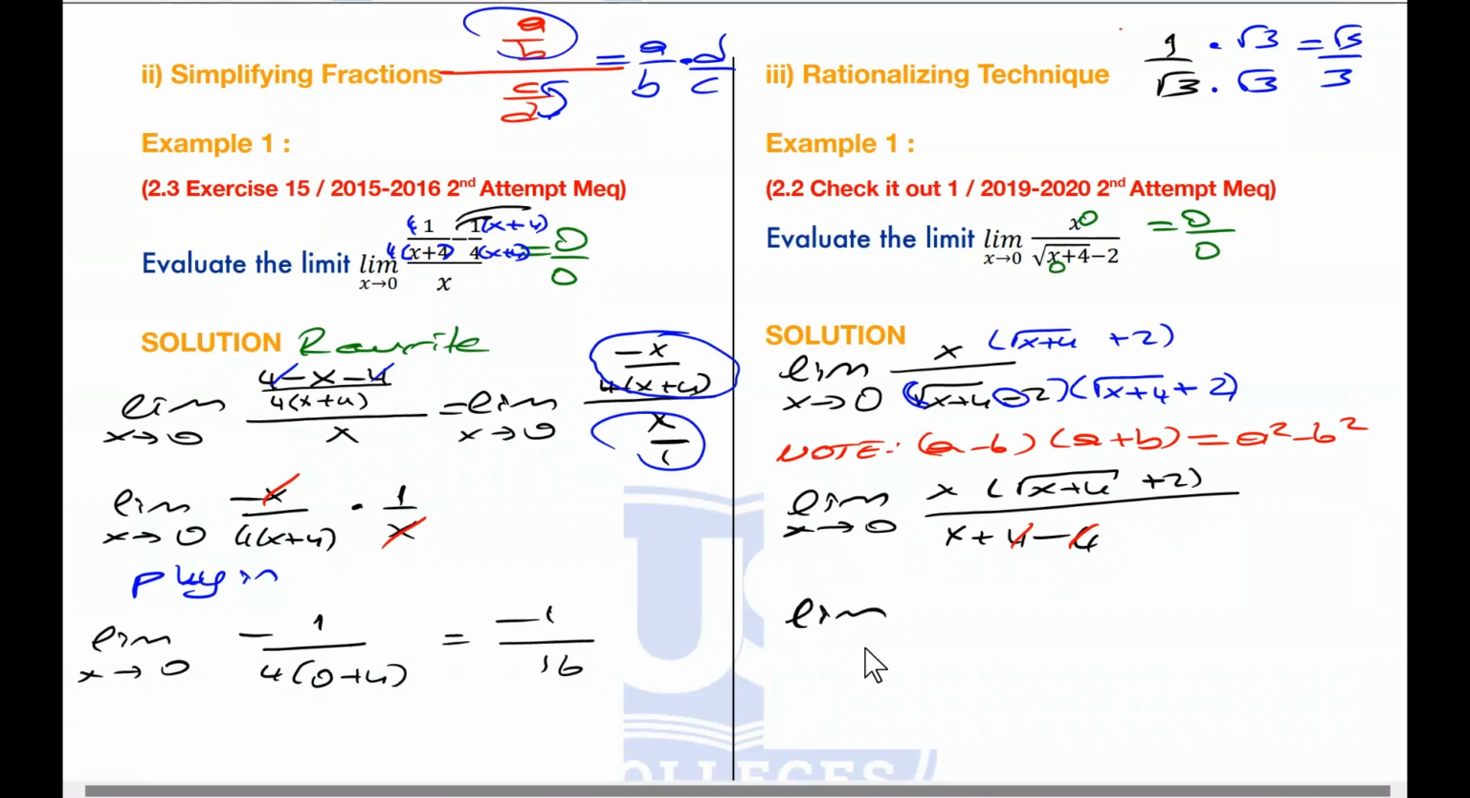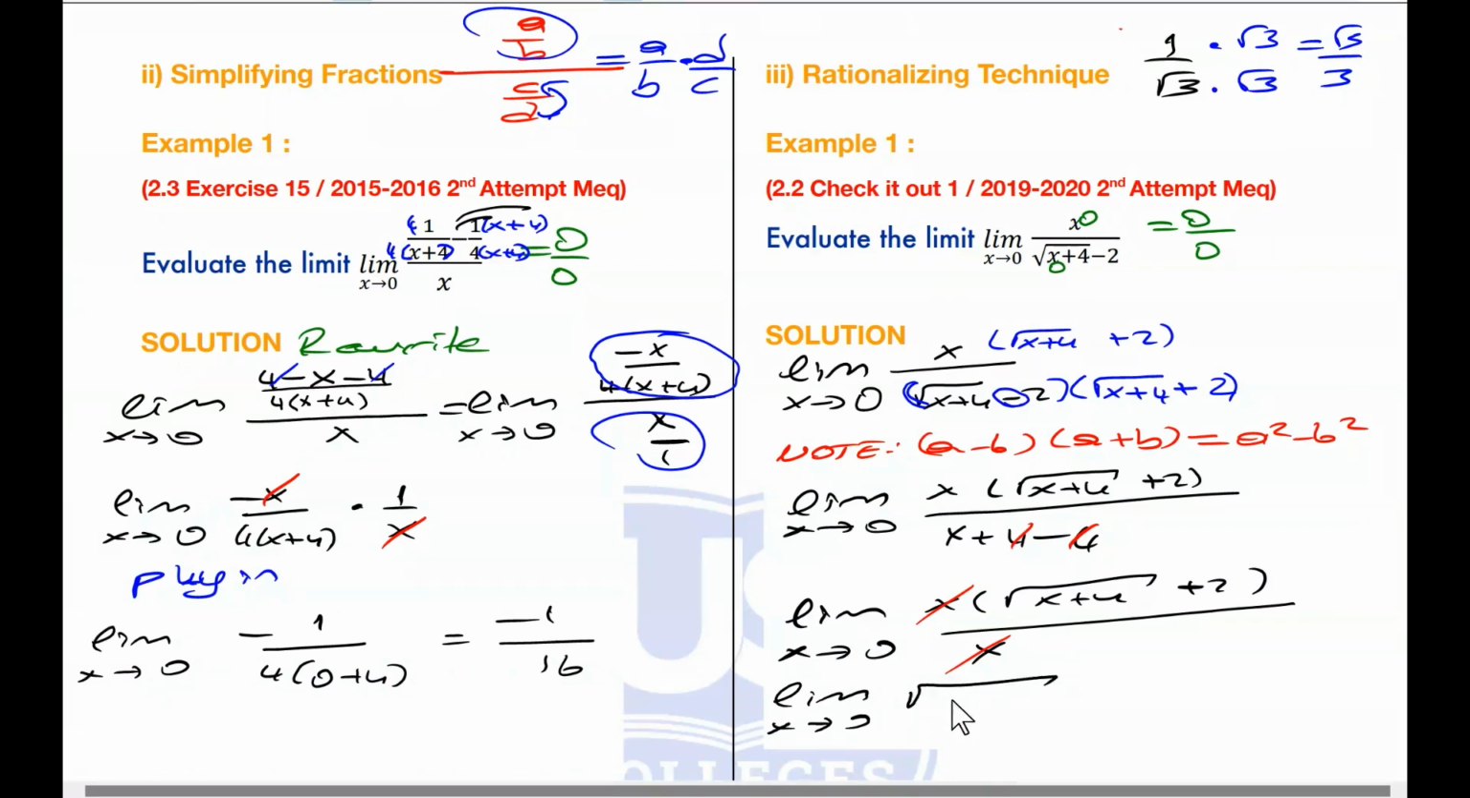So limit as x approaches 0 of x multiplied by the square root of x plus 4 plus 2 in the numerator, and in the denominator I am left with x. As you can see, there are x's at the top and bottom. They will cancel out each other, so I am left with this. This is the simplest form. I can't simplify it anymore. I am done simplifying. So this complicated fraction becomes this simple function, right?